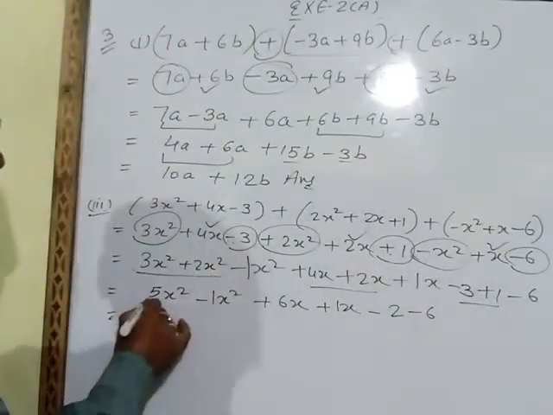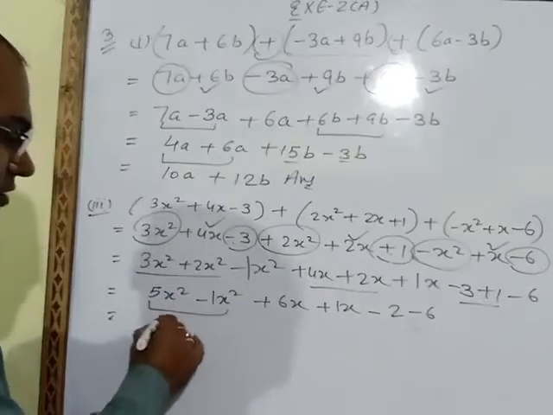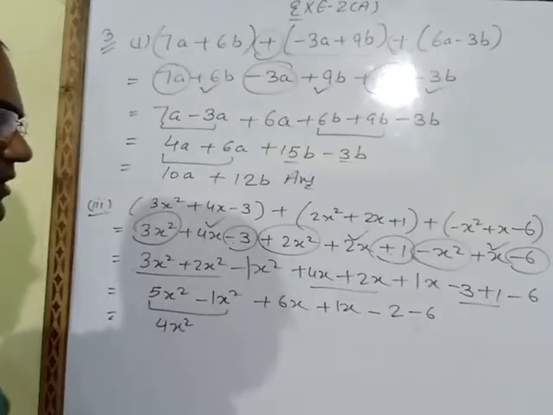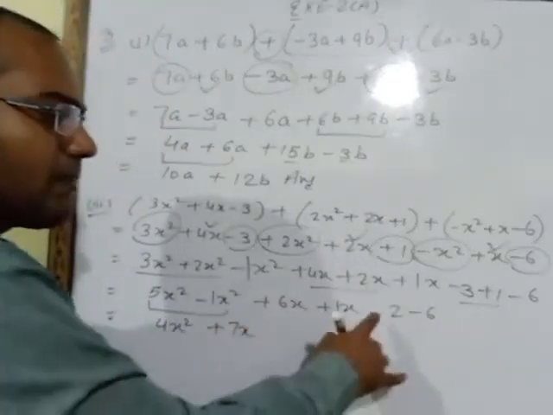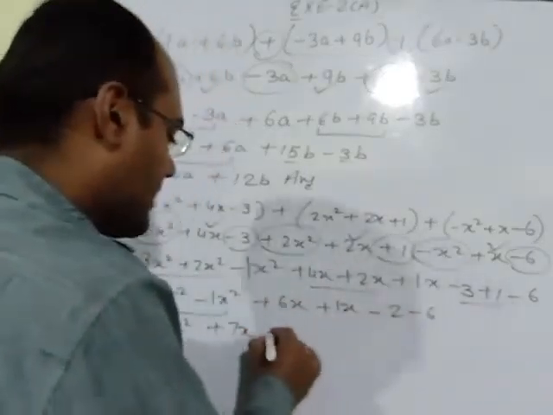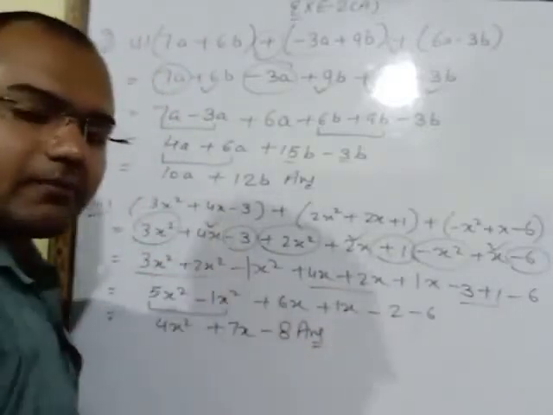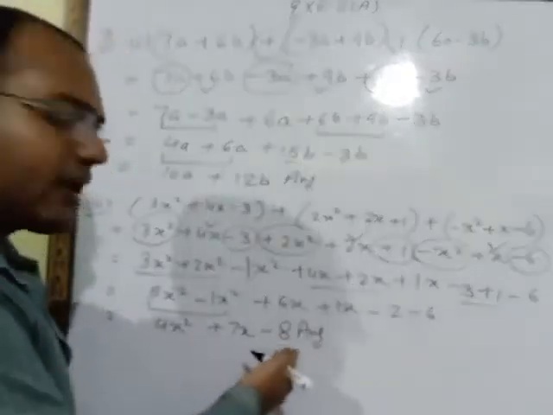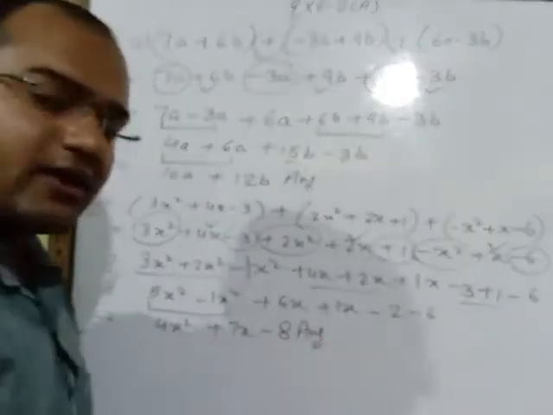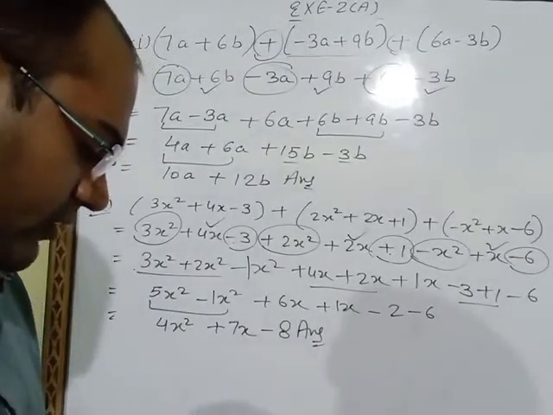Now these two terms we will solve. 5x square minus 1x square will be 4x square. Plus 6x plus 1x will be plus 7x. Minus 2 and minus 6 will be minus 8. So this is your final answer of part number third. And now further we will not be able to solve because these three are not like terms. These are unlike terms. So this is the final answer of third question, third part.